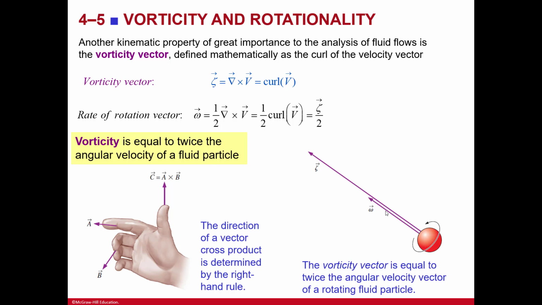The heel of the right hand is placed at the point where the 2 tails of the vectors are connected, and the fingers of the right hand then wrap in a direction from A to B. When this is done, the thumb of the right hand will point in the direction of the cross product C. So that's C for A times B.